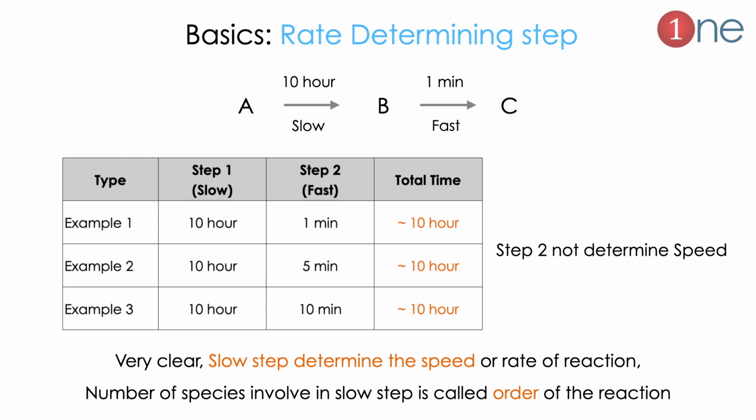So the rate is determined by the slow step of the reaction. So the step 2 doesn't matter. So it is very clear, the slow step determines the rate of the reaction. So the number of species involved in the slow step is called the order of the reaction. If one molecule is involved, it is SN1; if two molecules are involved, it's SN2.